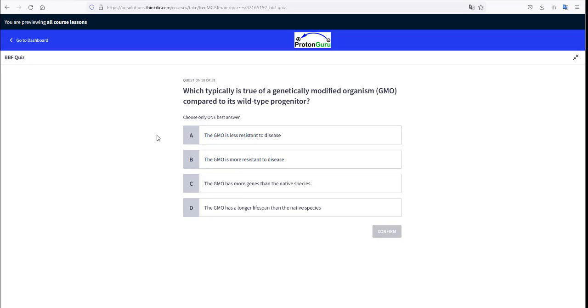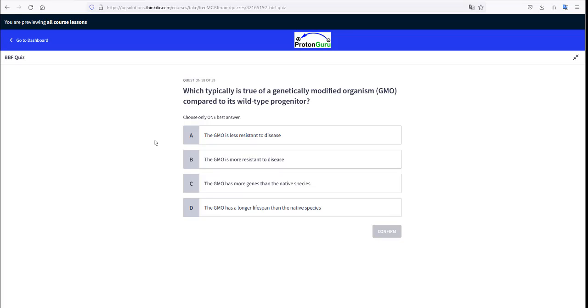Question 58. Which typically is true of a genetically modified organism compared to its wild-type progenitor? Our choices are: the GMO is less resistant to disease, the GMO is more resistant to disease, the GMO has more genes than the native species, or the GMO has a longer lifespan than the native species. Well, how are GMOs, genetically modified organisms, created?